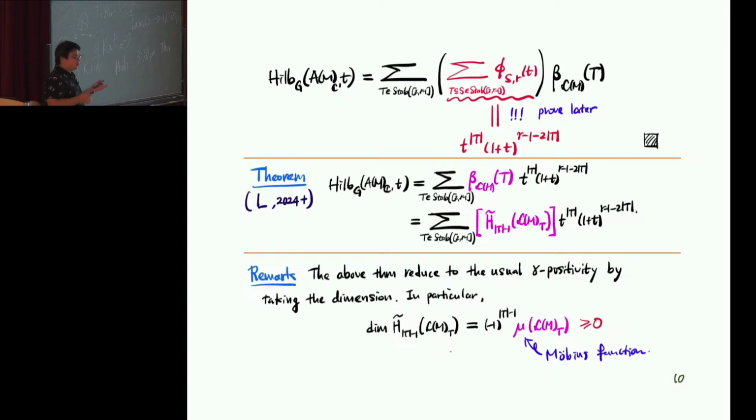So the proof is, I think, kind of elementary. And this can also reduce to the usual gamma positivity by just counting the dimension. In this case, the dimension of these things is just the Mobius function of this rank-selected subposet with some sign twist. Okay, any questions so far?